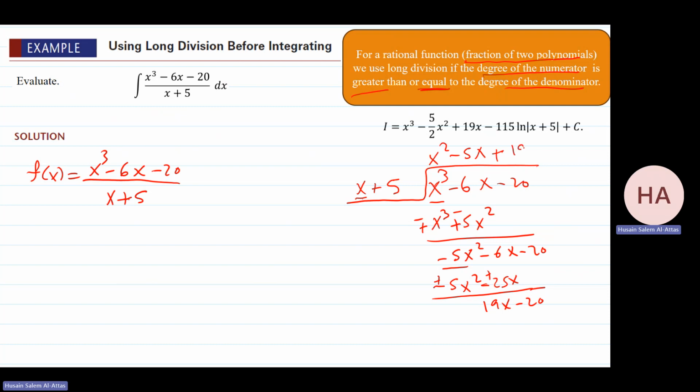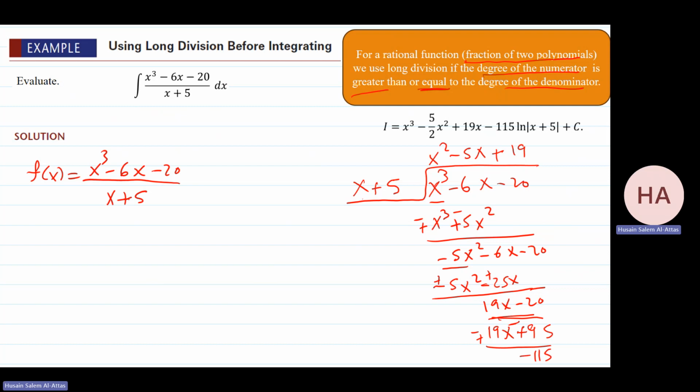Divide: plus 19. I will stop when the degree of the remainder is less than the degree of the divisor. Now divide. We get 19. Multiply. I have 19x. 19 times 5 is 95. That will be minus 95. Plus 95. Change the sign. That gives me minus 115.